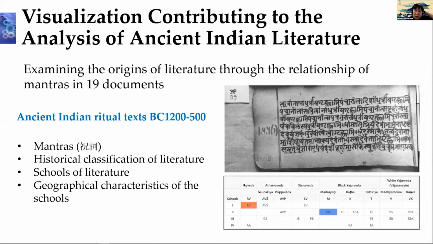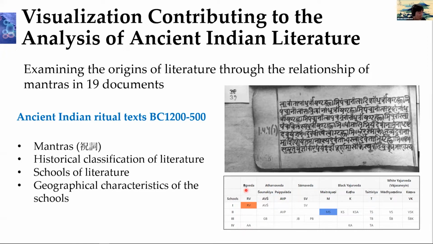We are dealing with ancient Indian literature. As Amano Sensei explained, the goal of this project is examining the origin of the literature through the relationship of mantras in the Vedic literature. They are composed of religious texts, including mantras, that is, secret words. In this literature, there is a historical classification, such as the schools, when it was composed, and the geographical feature where it was composed. This table shows a classification of the literature.